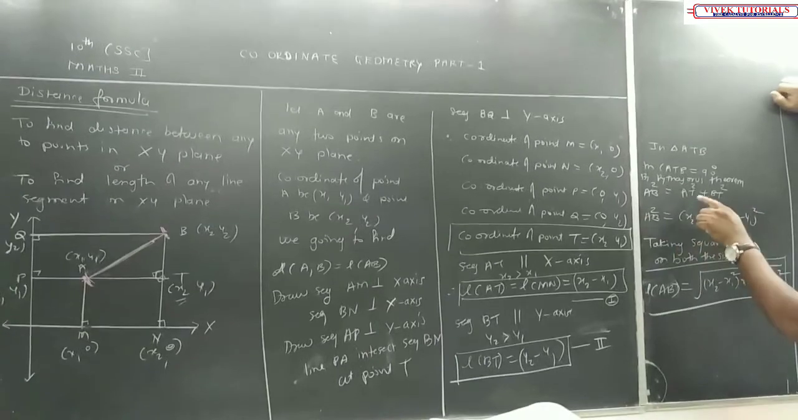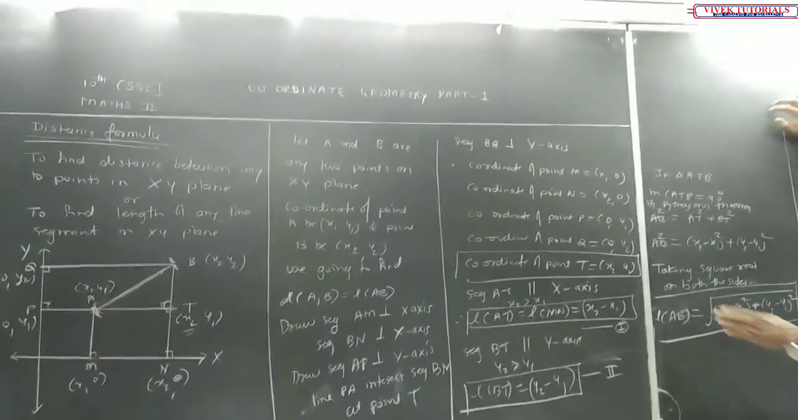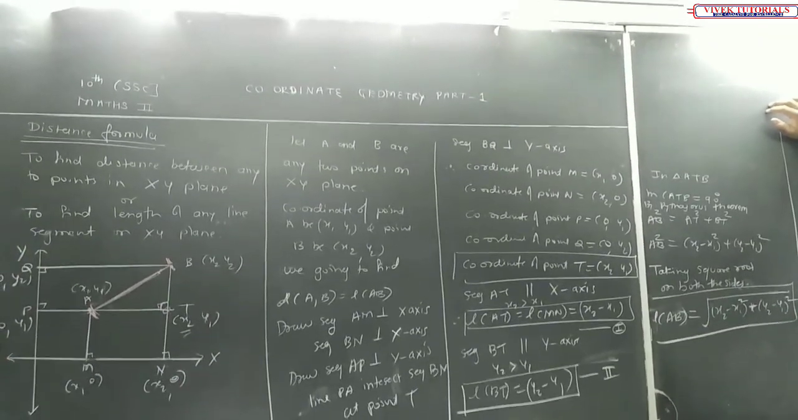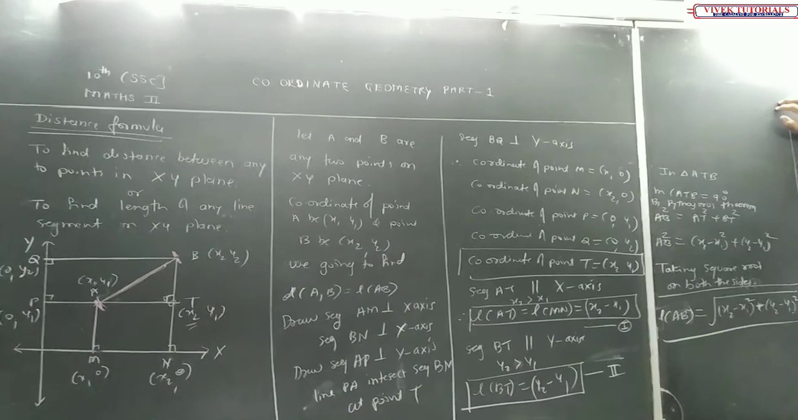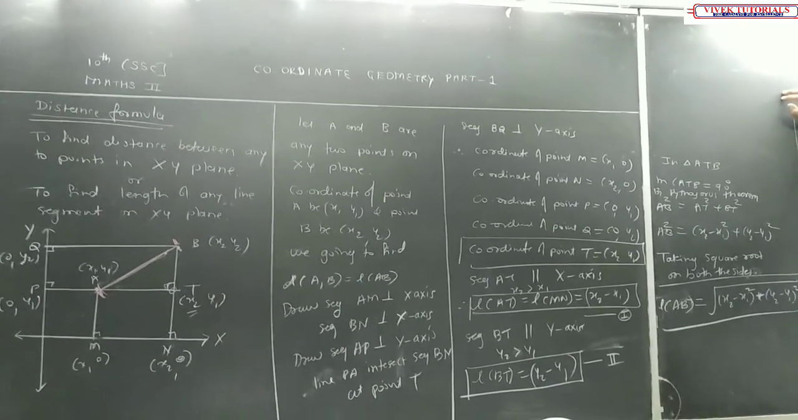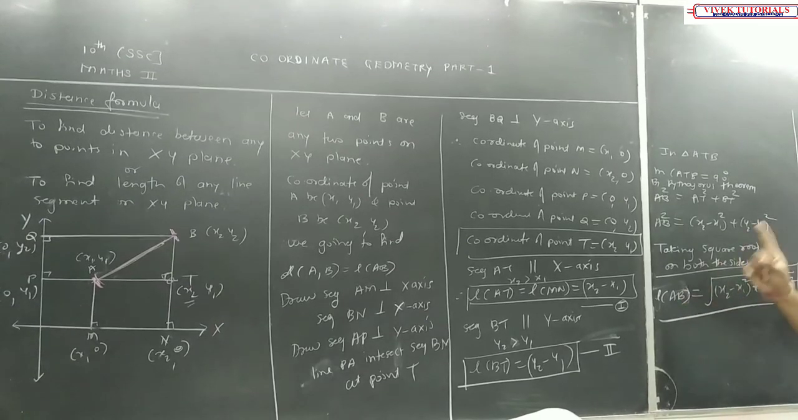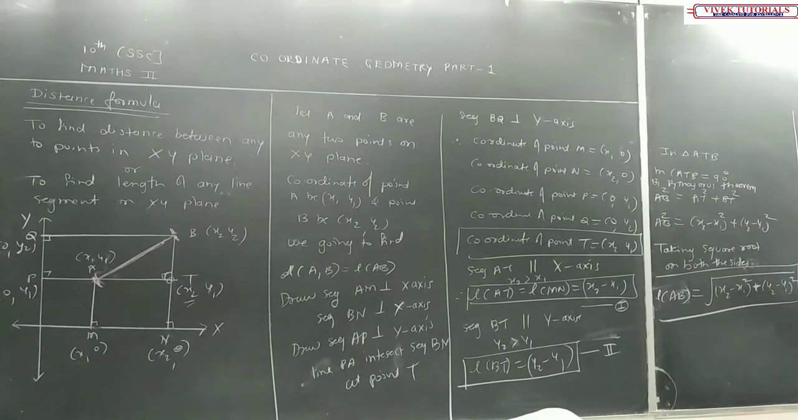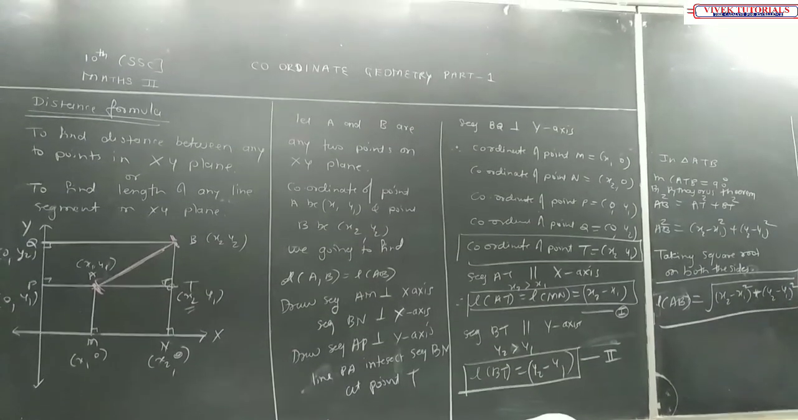After that, I applied the formula, that is Pythagoras theorem, and AB square is equal to AT square plus BT square. AT square क्या आएगा? x2 minus x1 the whole square. BT is y2 minus y1 the whole square. By taking square root, length AB is equal to root of x2 minus x1 the whole square plus y2 minus y1 the whole square. Once again, distance AB or length AB is equal to square root of x2 minus x1 the whole square plus y2 minus y1 the whole square.